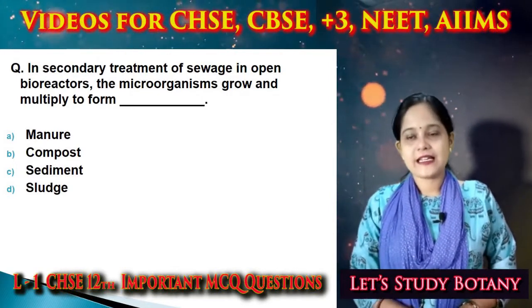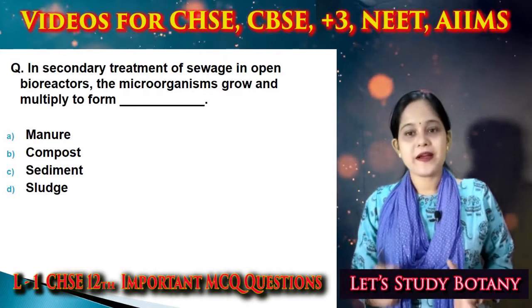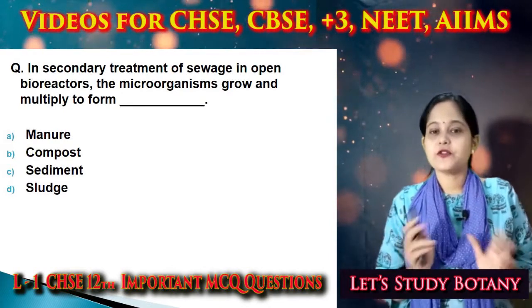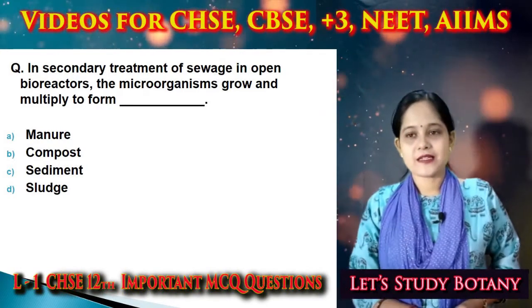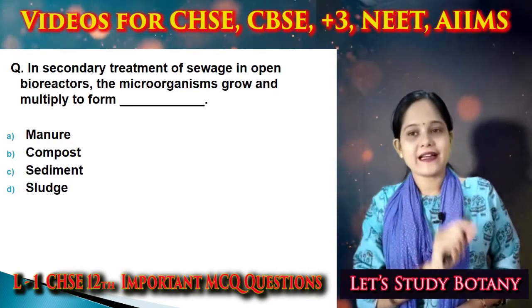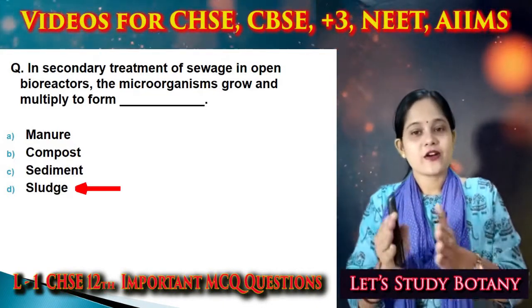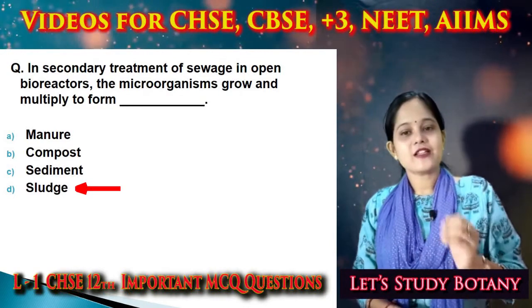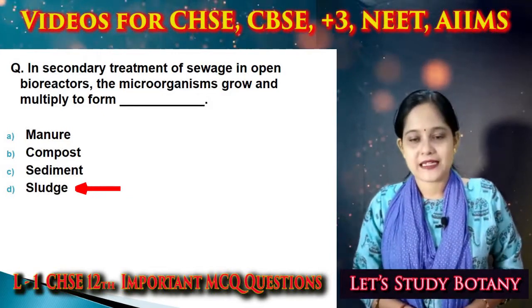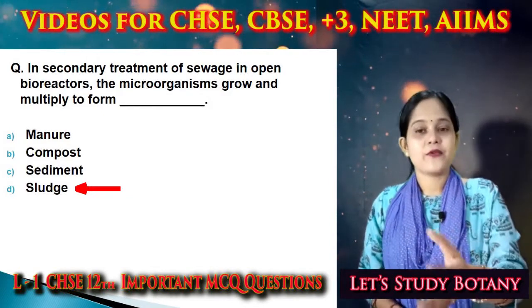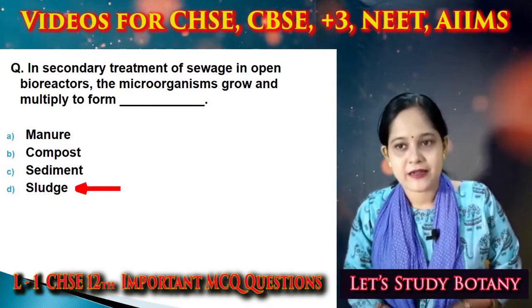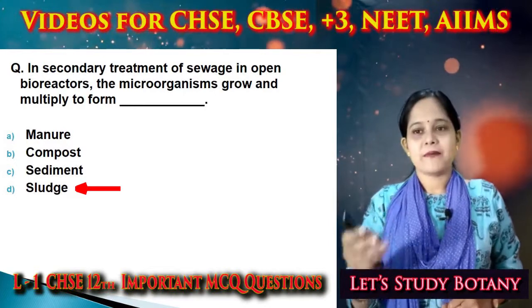The first question: in secondary treatment of sewage in open bioreactors, the microorganisms grow and multiply to form. The options are manure, compost, sediment, and sludge. Here the right answer is sludge. The sludge is also called biosolid, and it accumulates in the sewage treatment plants. Also the sludge is dried and used as biofertilizer in agriculture. So in the secondary treatment of sewage in the bioreactor, the microorganisms grow and form sludge.